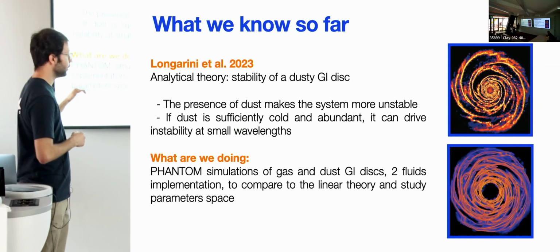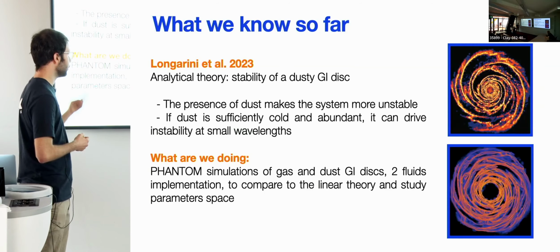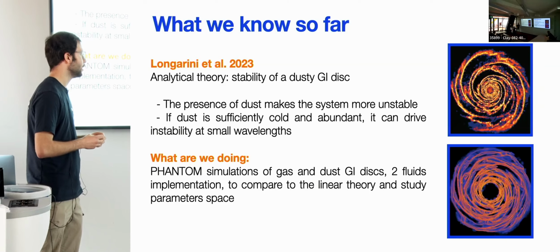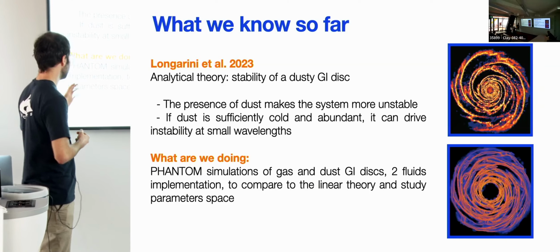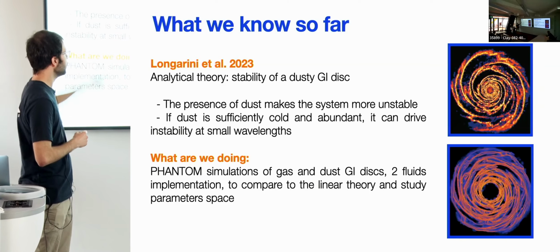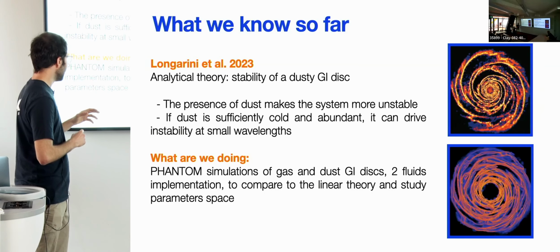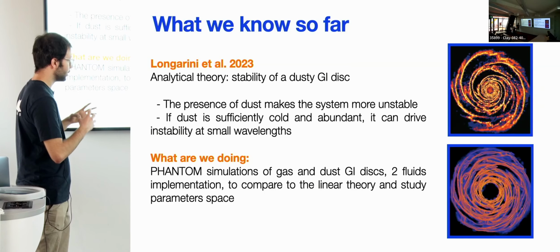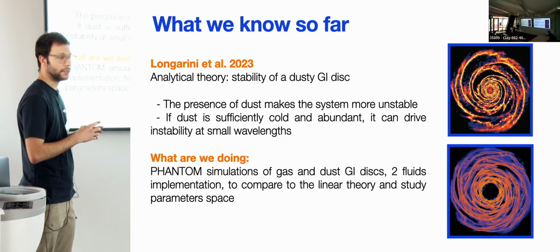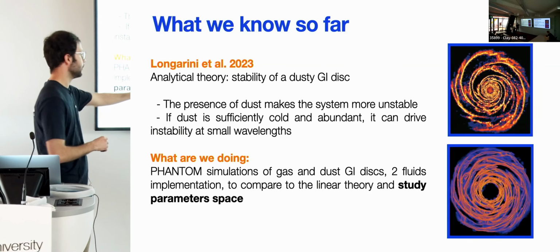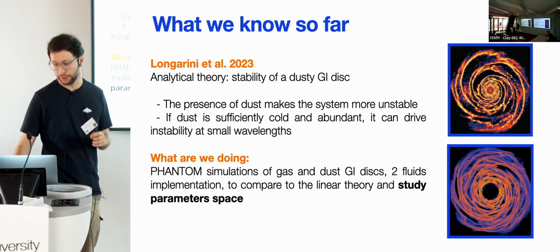So what we are doing now with Phantom are two things. We are performing simulations of a gas and dust gravitationally unstable disk with a two-fluid implementation. We want to compare to the linear theory I have done this year, and also we want to study the parameter space better than in the previous simulations. Now I'm focusing my attention on this second thing, the study of the parameter space.